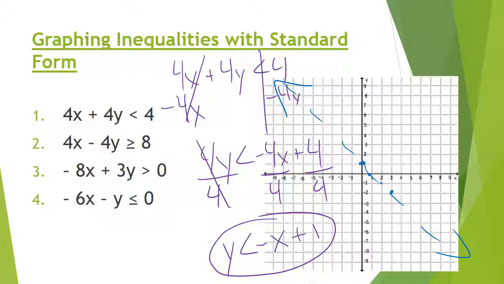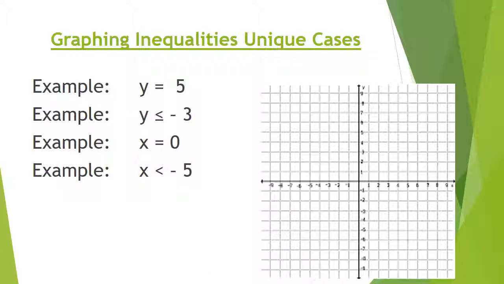And then do I shade the top or the bottom? Well, let's take a look at the symbol again. That says y is less. Less is this way. So I shade under my graph. All right, that's it.